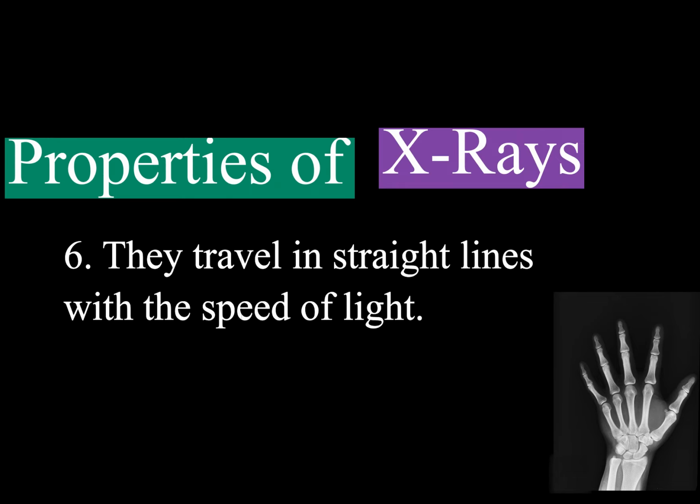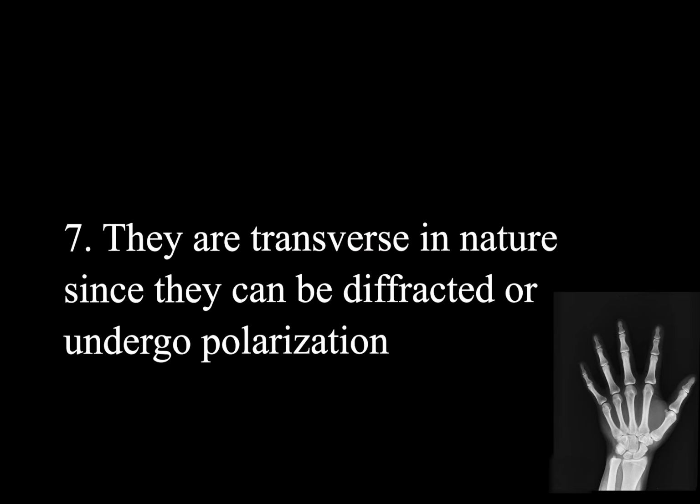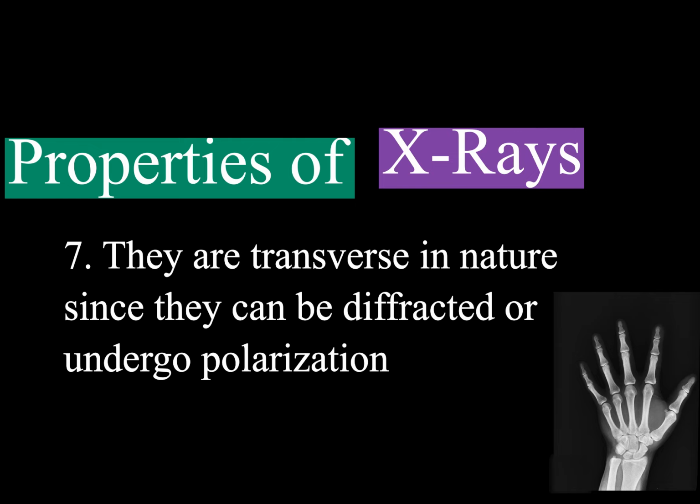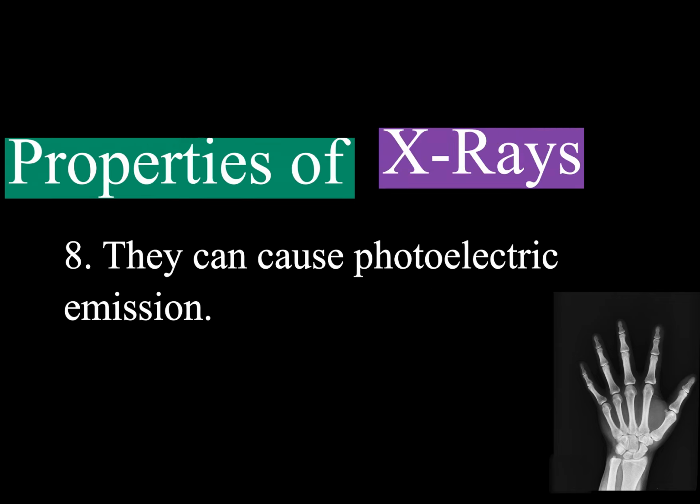X-rays travel in straight lines at the speed of light, that is 3.0 times 10 power 8 meters per second. X-rays are transverse in nature, since they can be diffracted or undergo polarization. X-rays can cause photoelectric emission.